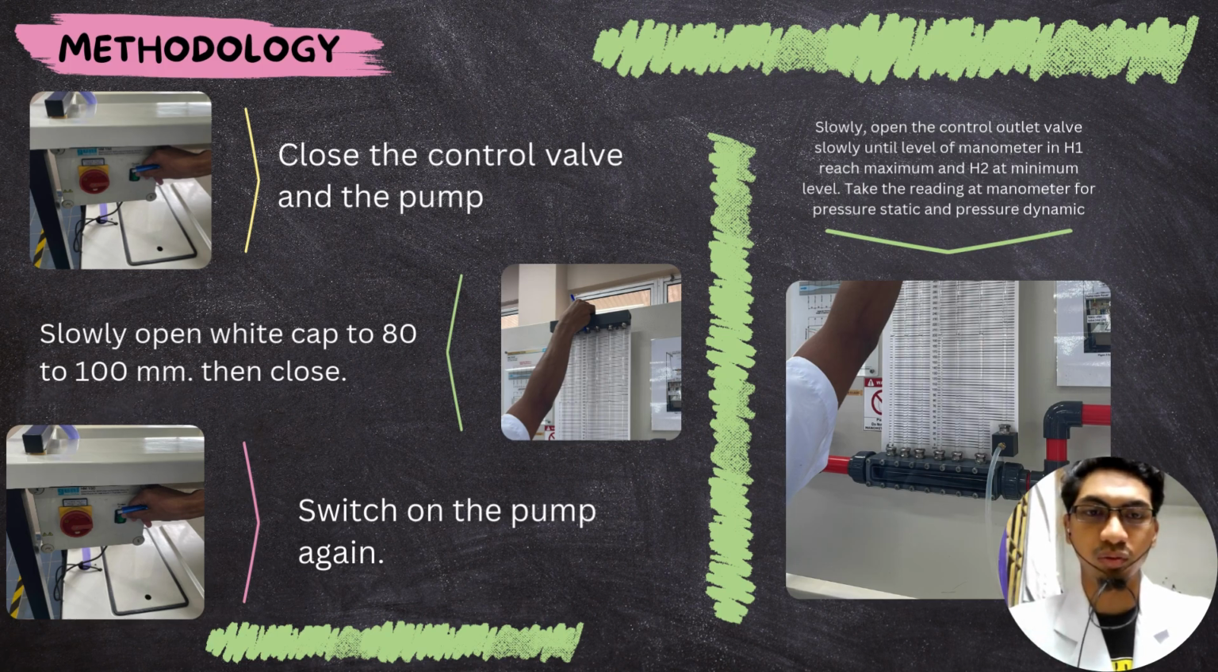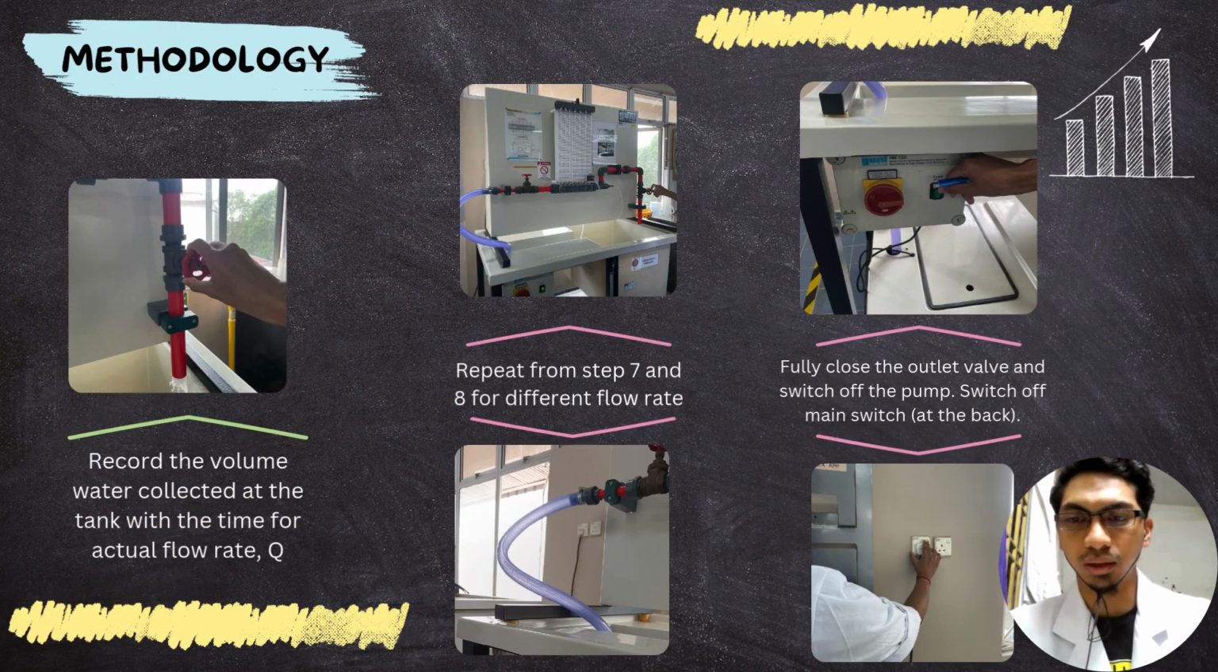After that, we read the manometer pressure, static for P1, P2, P3, P4, P5, P6, and the dynamic pressure, which adjusts the pressure at the venturi meter. After we get all the readings for P1 to P6 and the total pressure at all points, we must record the volume of water collected in the tank with the time for the actual flow rate Q.